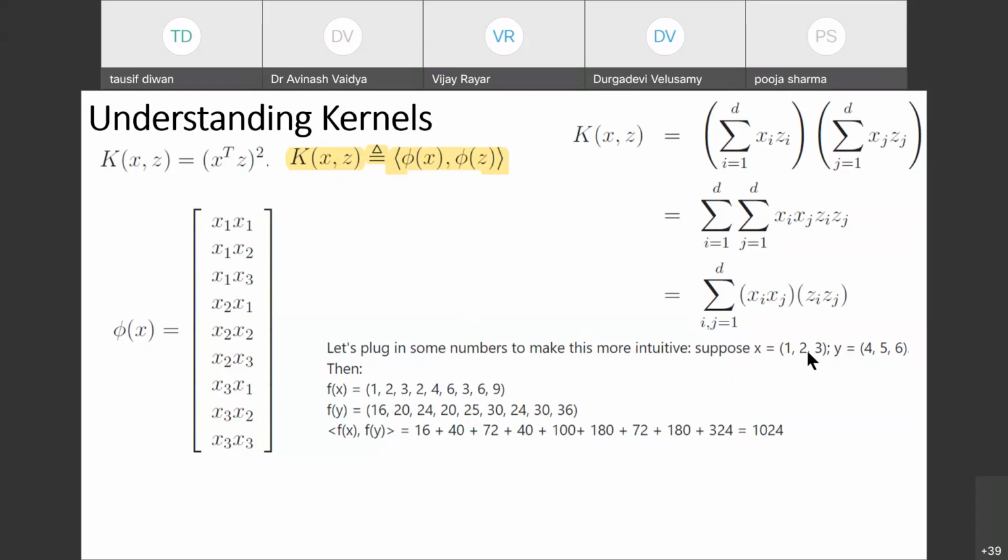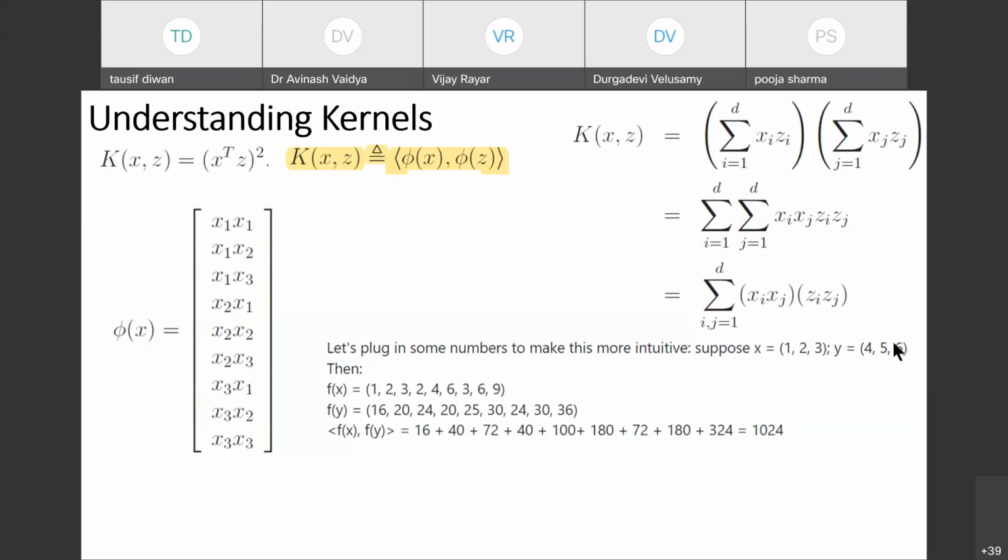Similarly, this was for the first sample. Compute the feature map for the second sample. This is our second sample. Once again, we calculate this phi of y. Just see here. 4 multiplied by 4, then 5, then 6: 16, 20, 24. Then once again, 5 is getting multiplied by 4, 5, and 6. Then you get this 20, 25, and 30.